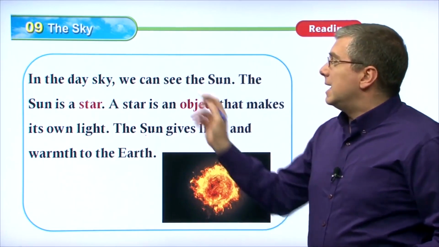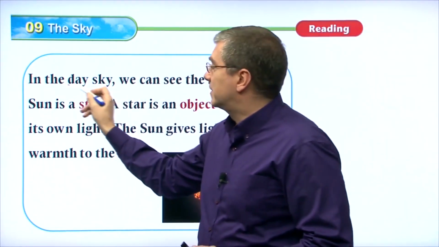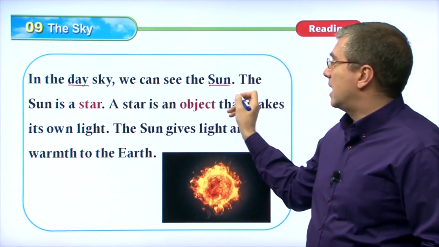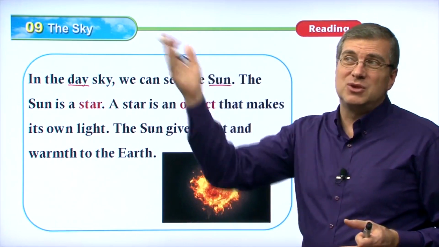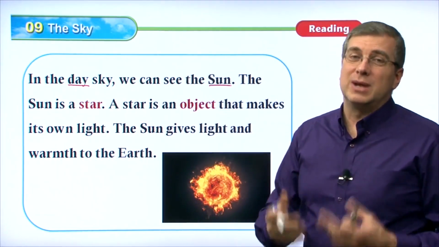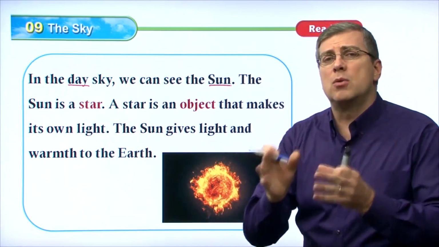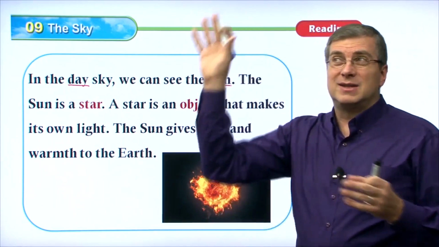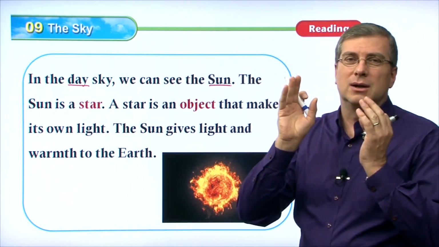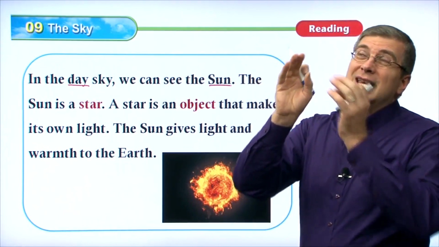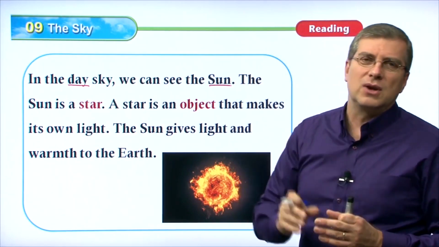Okay. In the day sky, so during the daytime, we can see the sun. That's about all we can see. Sometimes you can see the moon, but usually we can only see the sun. The sun is so bright, it's giving us so much light that we can't see anything else. If you look at a lamp or a street lamp, it's so bright, all you can see is that light. Don't do that, right? Because that's not good for your eyes.